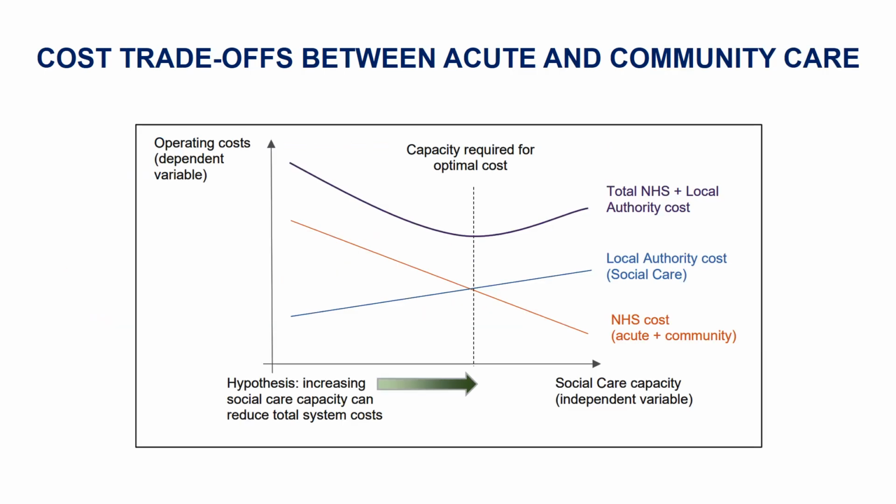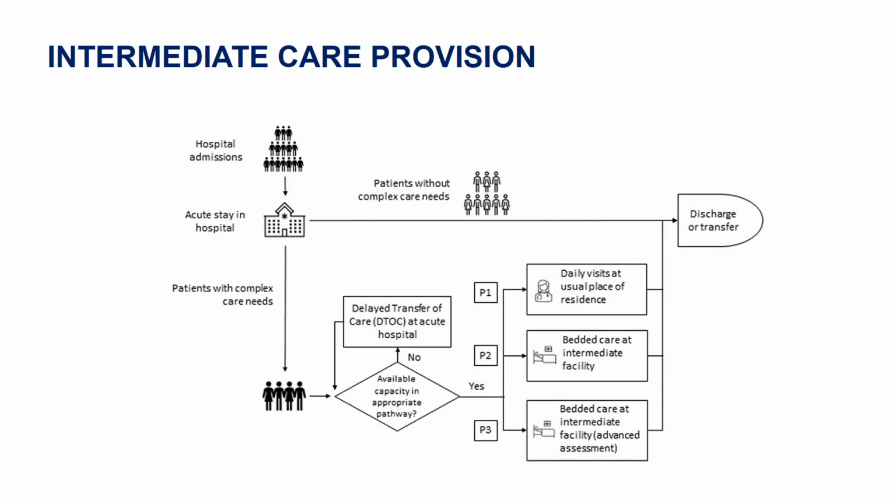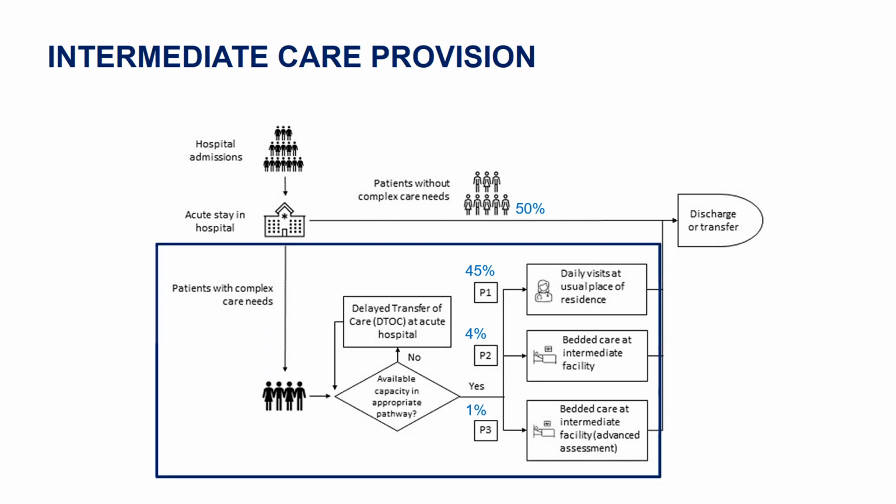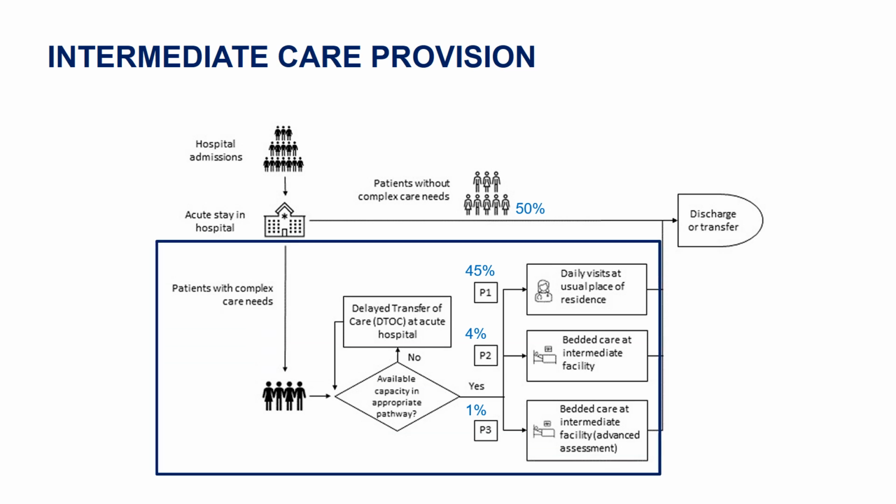Underlying our research is the hypothesis that there's a trade-off between acute and community care, and that there's an optimal point at which the allocation of resources to social care can reduce the costs of acute care such that overall system costs can be minimised. The initial focus of the IPACS project was to look at the discharge to assess pathways in intermediate care provision, looking at the 3 options of P1, P2 and P3 care pathways representing different levels of intensity for the patients leaving the acute hospital.